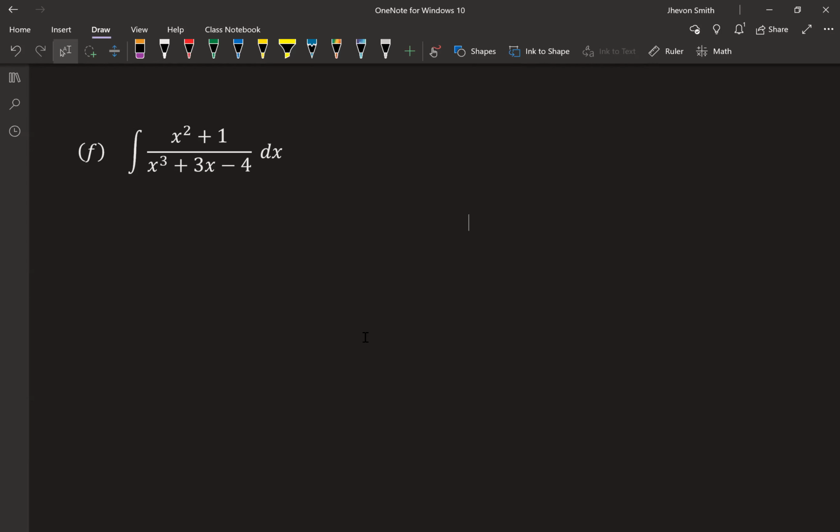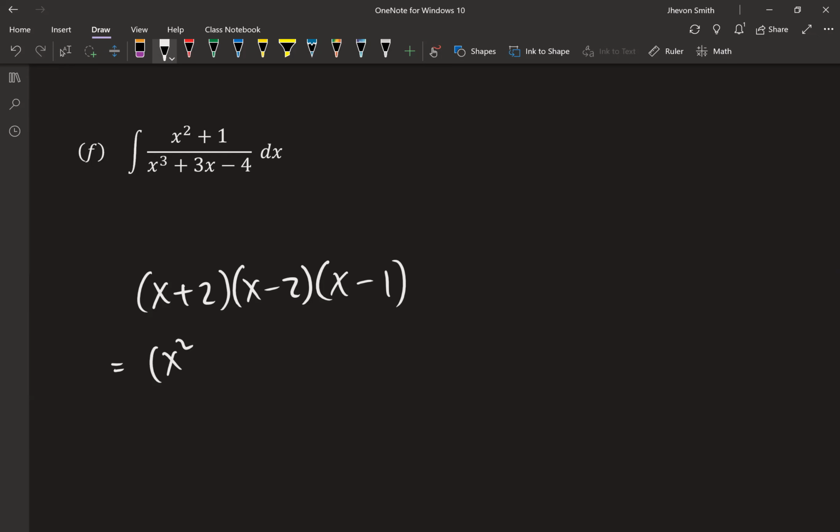What did you guys do here? I factor out the denominator. What does that factor into? X plus 2, x minus 2, and x minus 1. You factor this into x plus 2, x minus 2 times x plus 1? No, x minus 1. Really? Yeah. And that would give you what we had here? So this is x squared minus 4 times x minus 1.